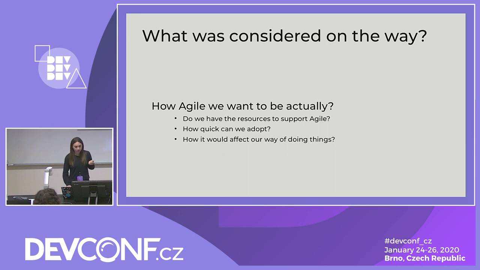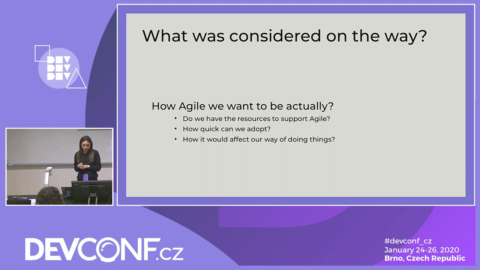What was considered on the way? Agile was the first thought, but actually, we had to put much more thought behind it, because we could not be as strict as Agile would suggest. So we had to adapt our activity with the community and the releases and the features that we wanted to add. So how agile actually could we be?